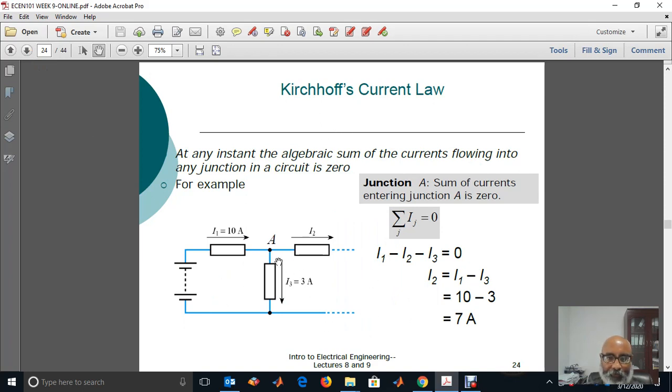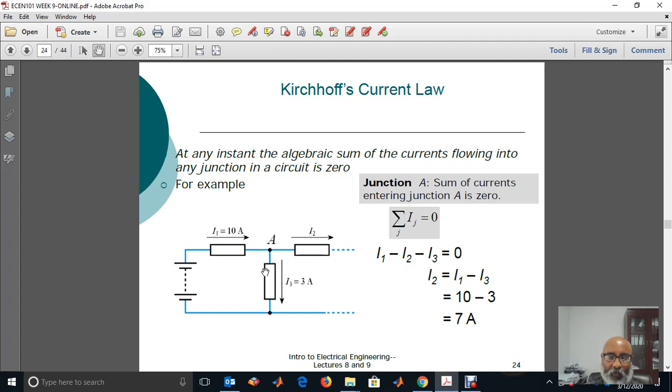Kirchhoff's current law. Kirchhoff's current law says the algebraic sum of all currents flowing into a junction is equal to 0. Junction means a connection point between circuit elements. For example, here I have this element, and this element. They are connected at point A. So point A is the junction point or the connection point. The total current entering the junction is equal to 0.